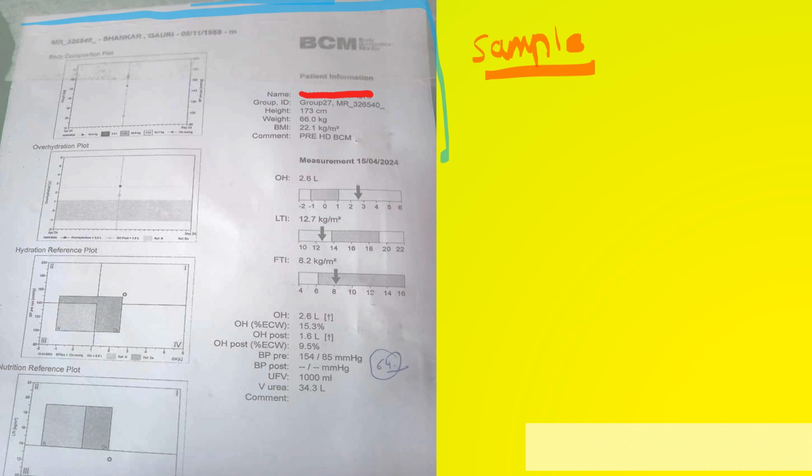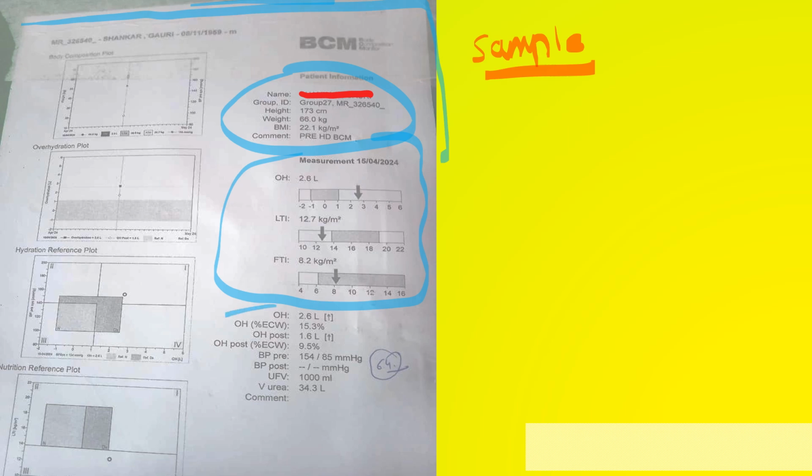What are all the details you will have? On this side you will have the patient's basic details. Here there will be some diagrams where some abbreviations are used. Here some values are given, and on this side you have 4 graphs. To understand or interpret this report, you should be aware of the abbreviations which are being used.